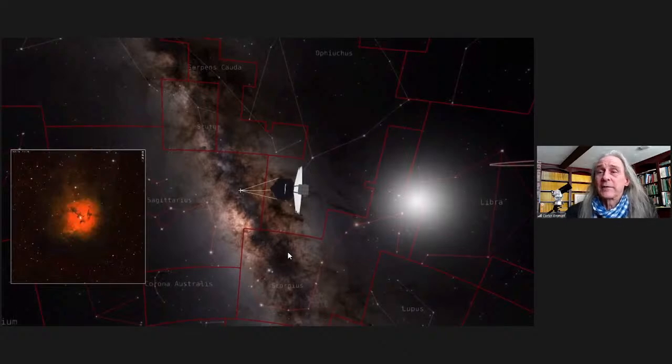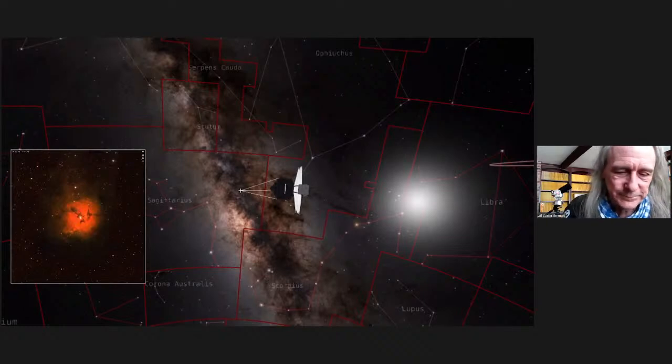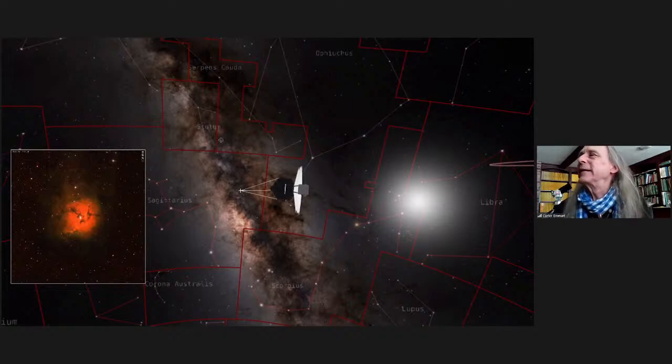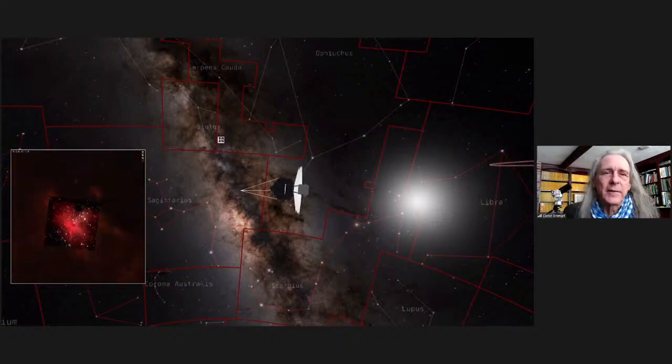Do you remember the Pillars of Creation, the M16? Let's look that one up. The Eagle Nebula. I won't be aiming the James Webb in this, but I can with Worldwide Telescope.